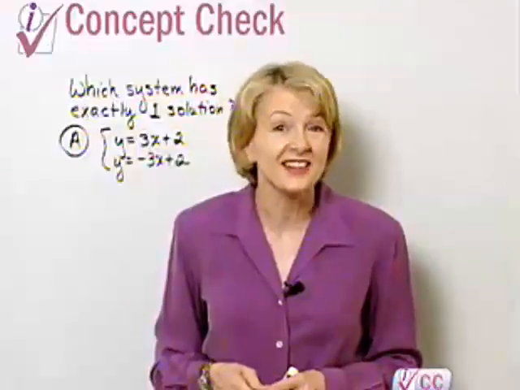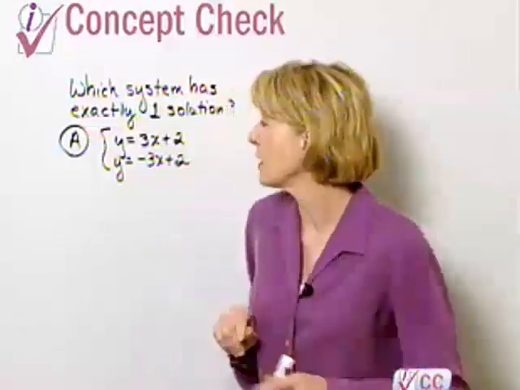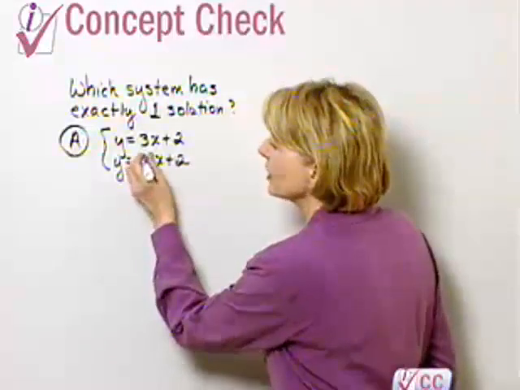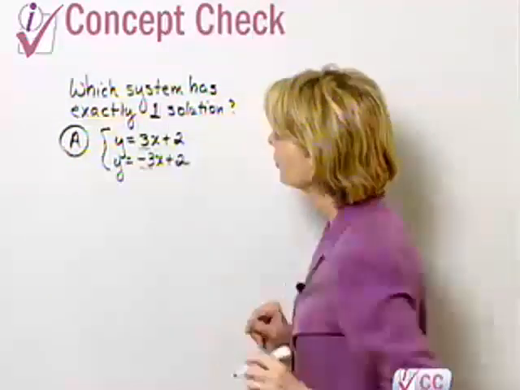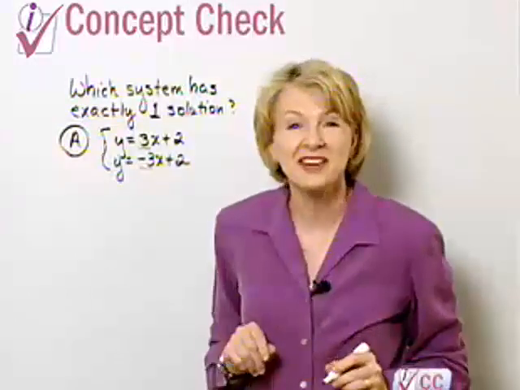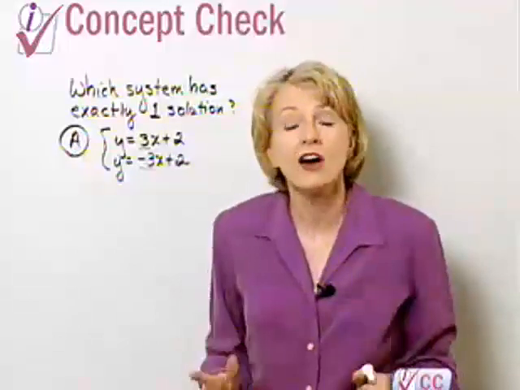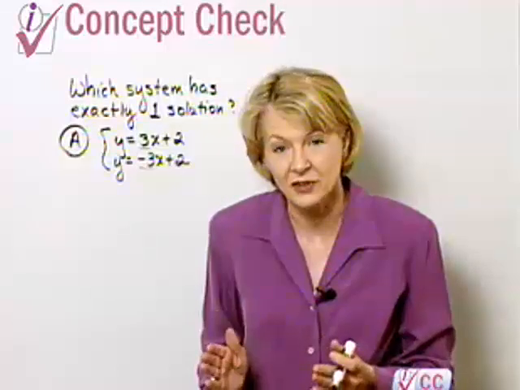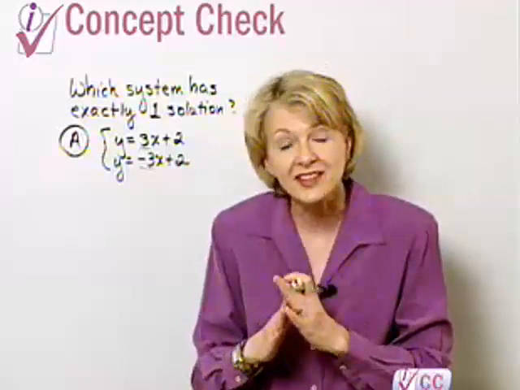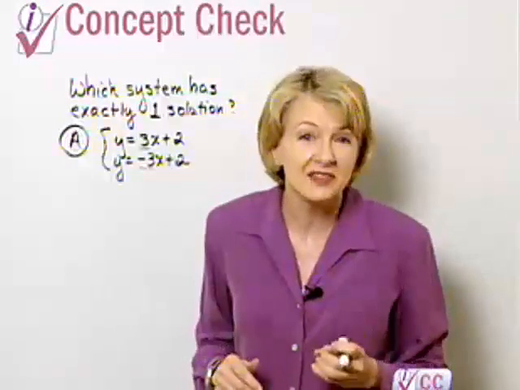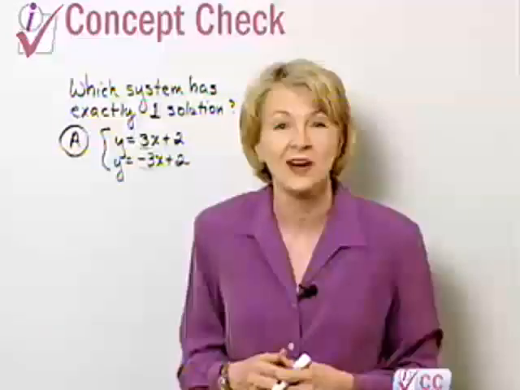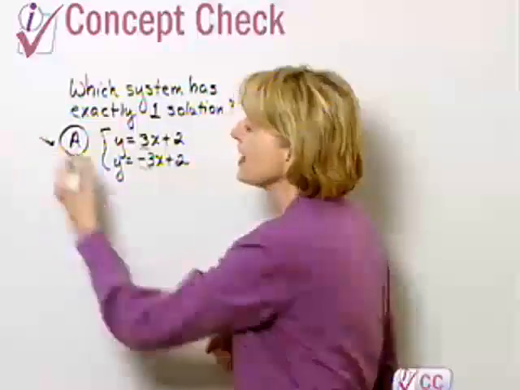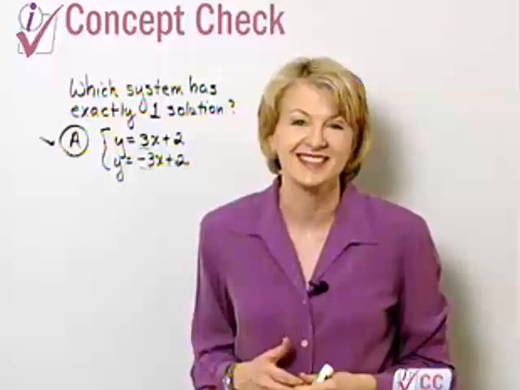Choice A is the correct choice. Let's talk about why. The coefficient of x, which is the slope, here is 3. The coefficient of x, which is the slope here, is negative 3. As long as the slopes are different, the lines will tilt differently and will eventually intersect in one point, which then means one solution. So choice A is the correct choice.